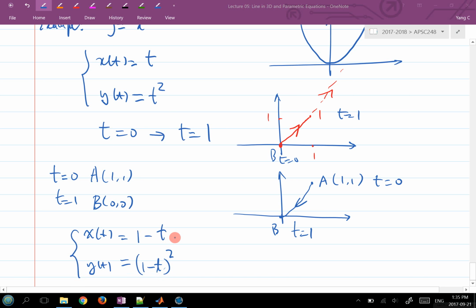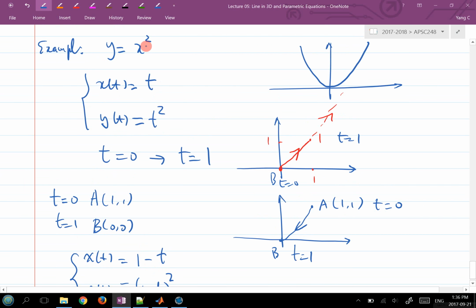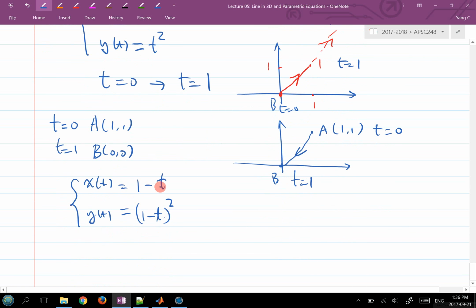Verify basically means you need to have two things satisfied. One is to satisfy the given conditions. At t equal to 0, plug t equal to 0 in here. What's the x, y coordinate? (1, 1). That's good, right? At t equal to 1, substitute here: 1 minus 1, 1 minus 1, so that's (0, 0) at B. So perfect, it satisfies the positions A and B. And then you verify, does that satisfy the curve y equal to x squared? And it's pretty obvious because your x is 1 minus t, y is 1 minus t squared.